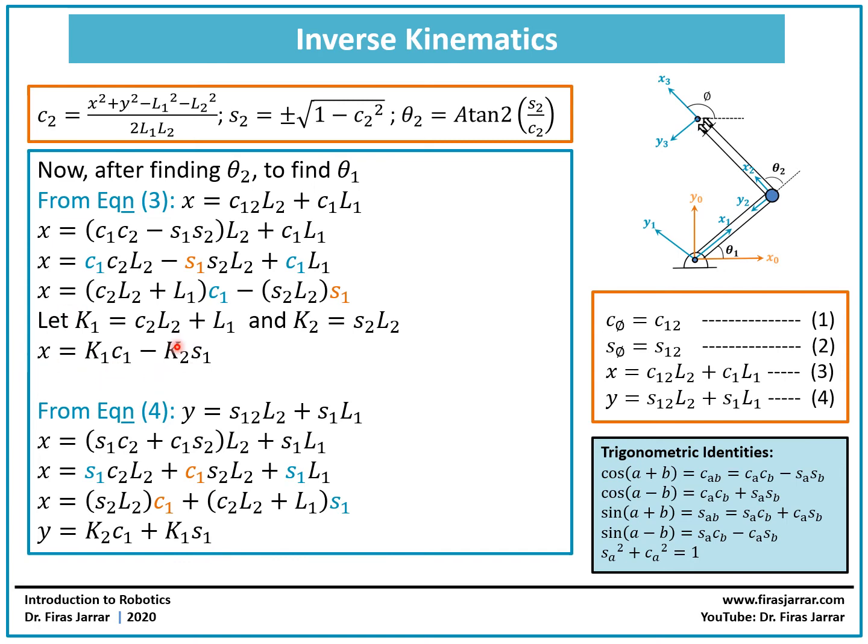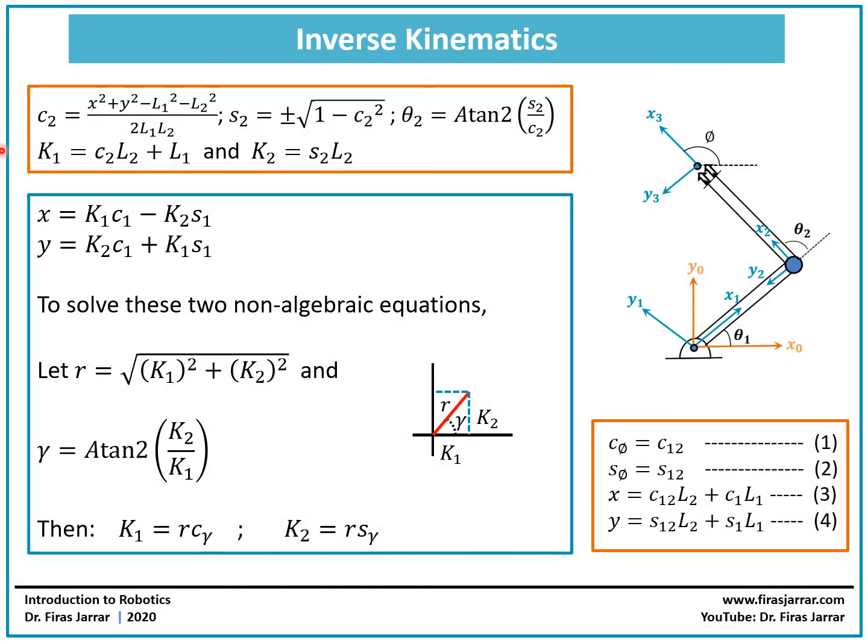I'm going to move these two equations to the next slide. So this is the new form of equation 3, and this is the new form of equation 4. I want to solve these two equations. These are non-algebraic equations, and we have to be a little bit innovative in solving them. One way to do that is to rewrite them in a polar type of coordinates. So instead of having k1 and k2, I'm going to have a length and an angle.